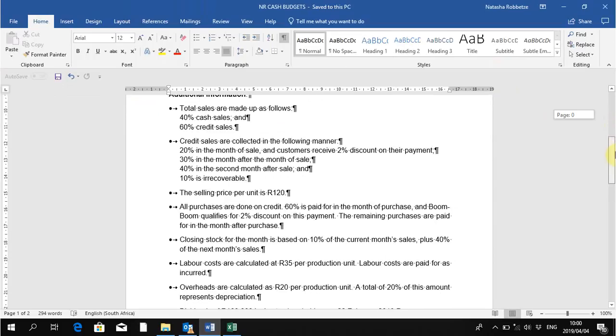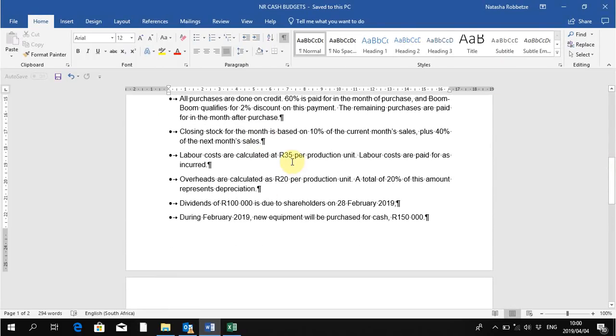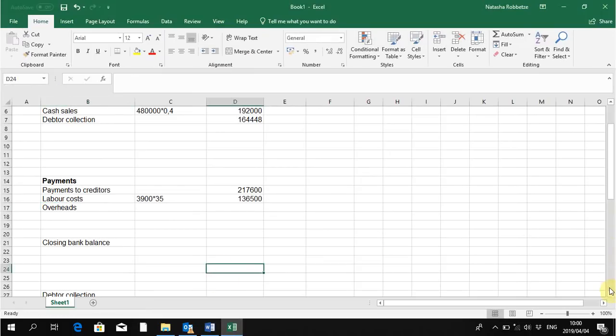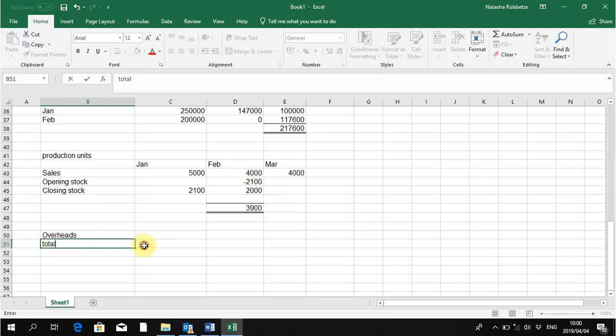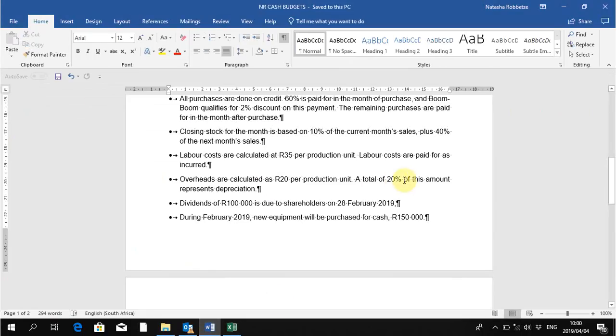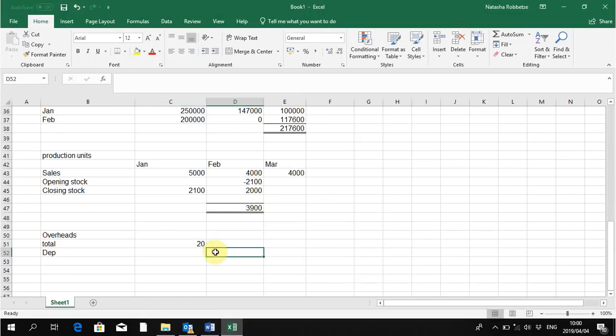And if I look at the overhead information, it says it's 20 Rand per production unit, but now we need to be careful because they also say 20% of this amount represents depreciation. So I'm going to start by taking this 20 Rand. So for overheads, I have a support calculation as well. And the total is 20 Rand. However, depreciation is, as indicated here, 20% of this amount. So I'm going to say, what is 20% of 20 Rand?